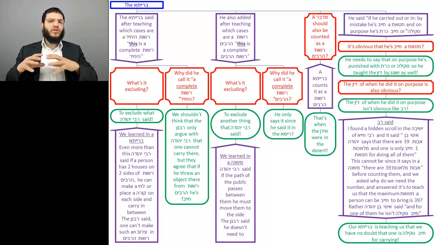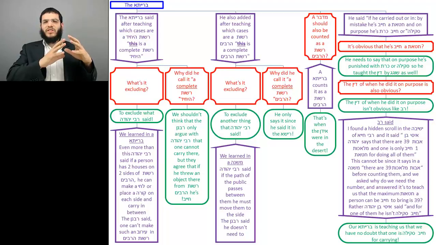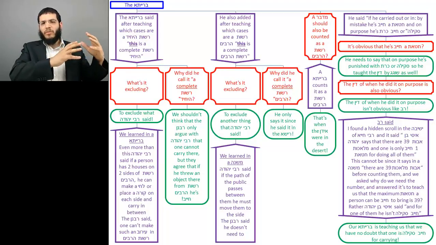First, we discussed the words zuhi reshus hayachid gemura. We discussed what it's coming to exclude and why we have the word gemura. Then we went on to discuss the words zuhi reshus harabim gemura. Again, what it's coming to exclude and why we have the word gemura. Then we asked why a midbar is not included in the cases of the reshus harabim. And the final part of the Gemara is we discussed why it needs to teach us the din of shegeg and mezid if it's obvious.